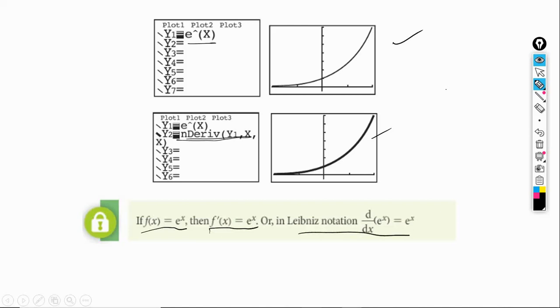Now, it is important to say that if you have an expression such as e to the power of x squared, then the derivative of this would be e to the power of x squared, which is the derivative of the outside, applying the chain rule, times the derivative of the inside, which would be 2x.